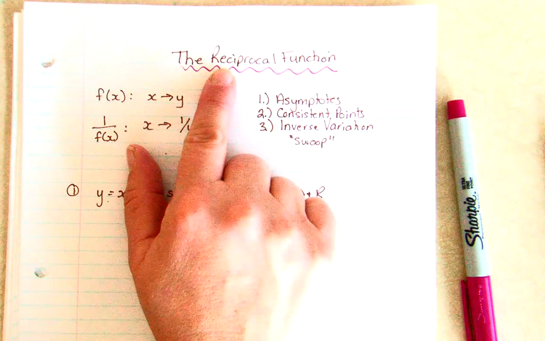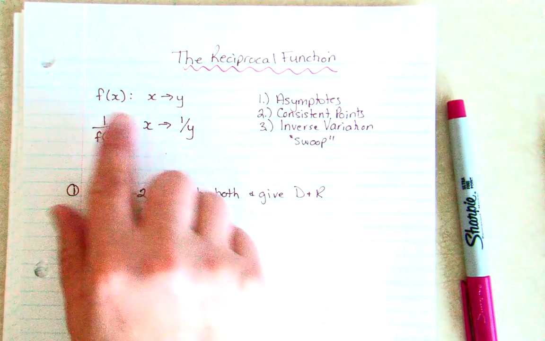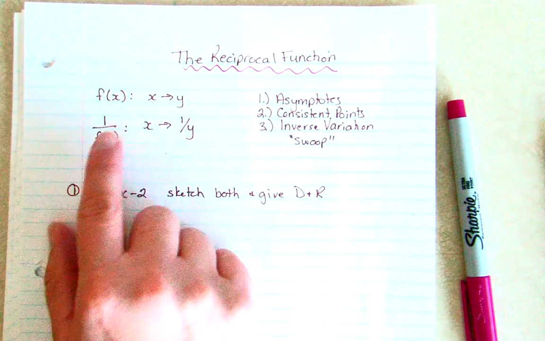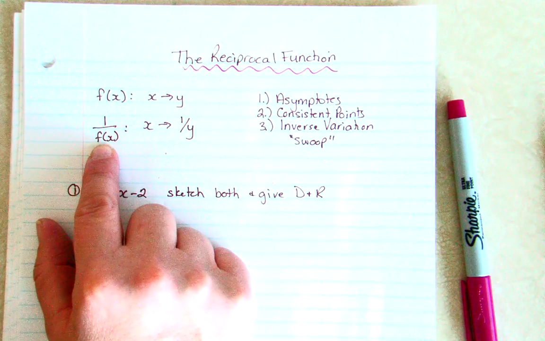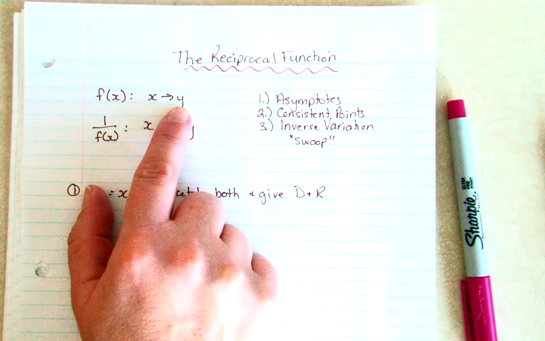The reciprocal function means to take 1 over your y value, or take the reciprocal of it. So if I have a function that takes an x and sends it to y, the reciprocal function, which is denoted by 1 over f at x, there's no short form for that. You have to write 1 over f at x if you're dealing with the reciprocal. It takes x and sends it to 1 over y, so the reciprocal of the height.